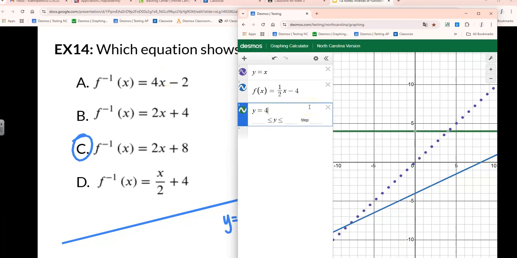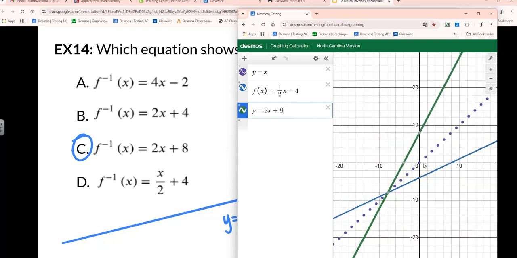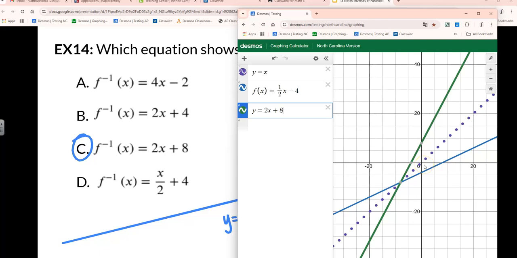I'm going to try 2x plus 4. Is that symmetric? It's closer, but notice right here they cross and they don't cross on the line y equals x, so it's not symmetric. So that's not it. If I change it to 2x plus 8, is that symmetric? Yes, that looks good. That should be our answer.